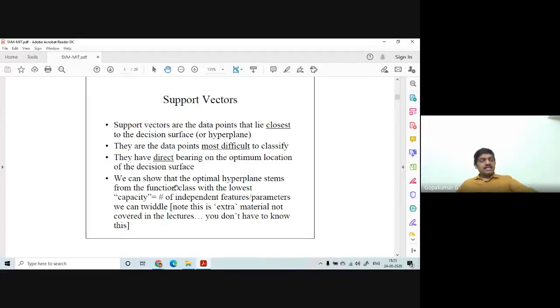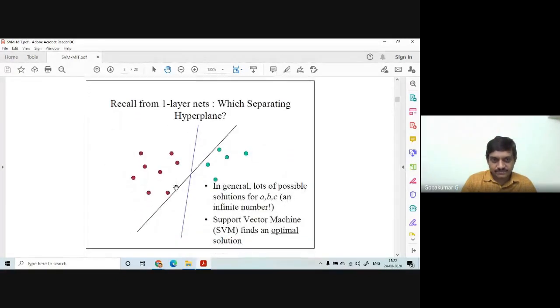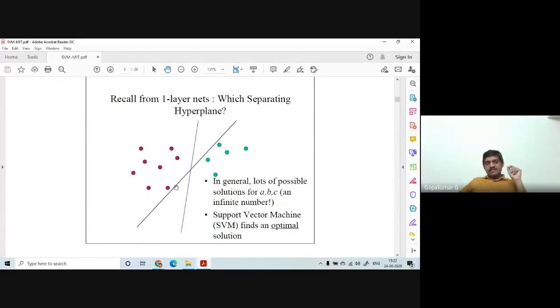In another way, we can say that they are the data points most difficult to classify, because they are very close to the decision boundary. You have to be very careful in taking the decision, and they have a direct bearing on the optimal location of the decision surface. SVM always finds the optimum decision surface, which is an interesting point and a difference from ANN. Okay, now we'll come to the earlier problem.